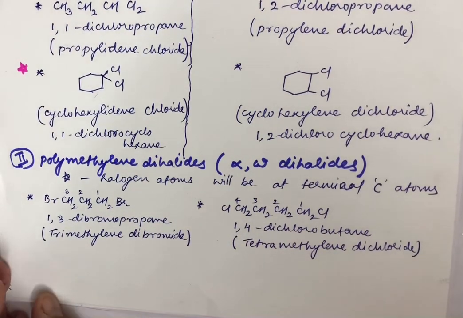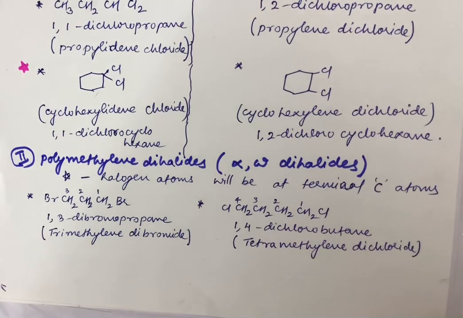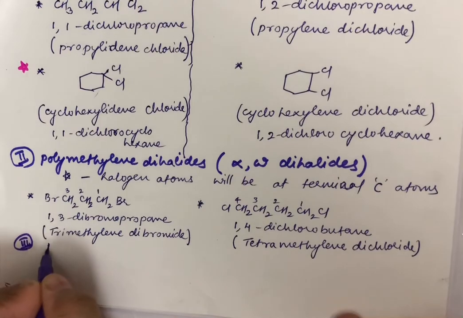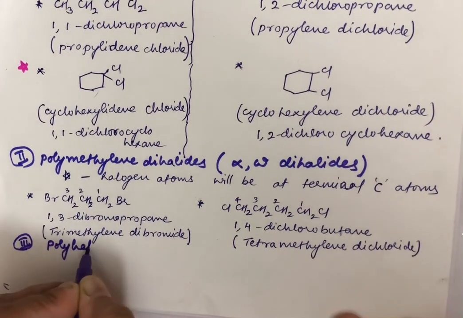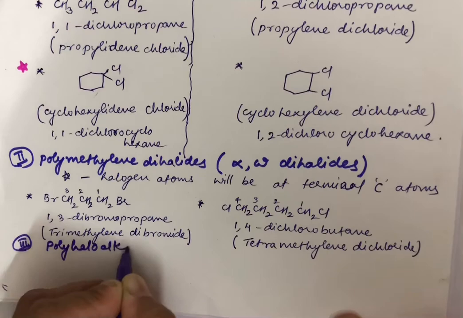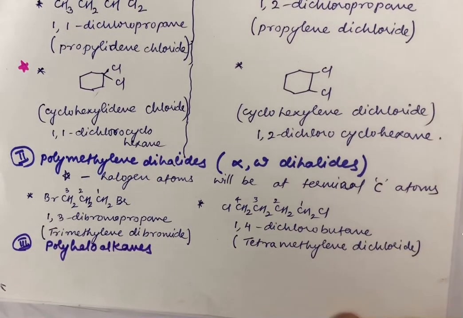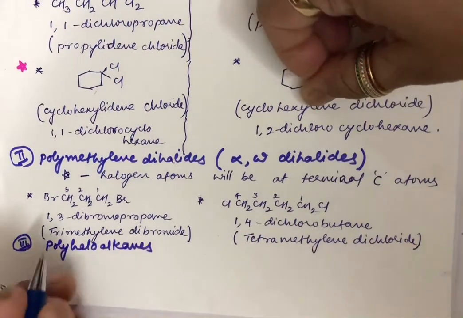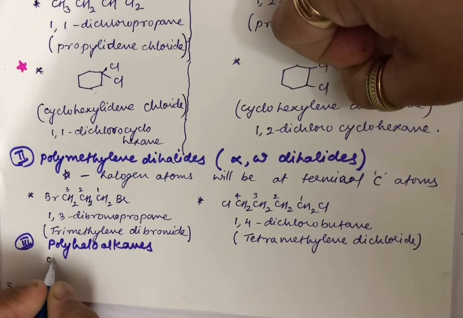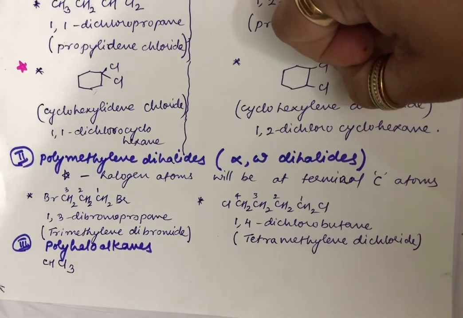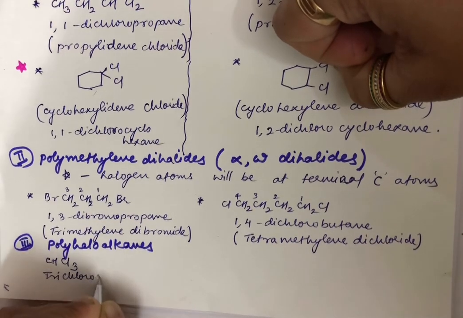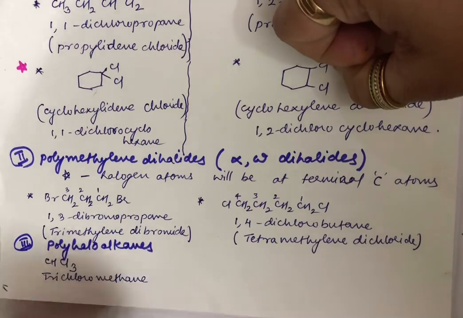Now students, apart from this, I would like to discuss with you one very important thing, and that is polyhaloalkanes. The name itself says polyhaloalkanes means you have many halogens in the same compound. Okay. So now let me give you an example. Suppose you have CHCl3, then you are going to name this as trichloromethane. Okay, in the IUPAC way.